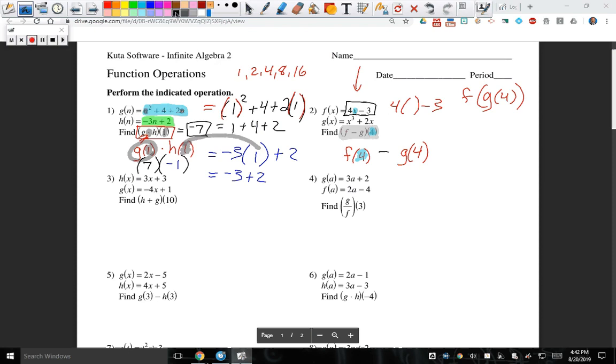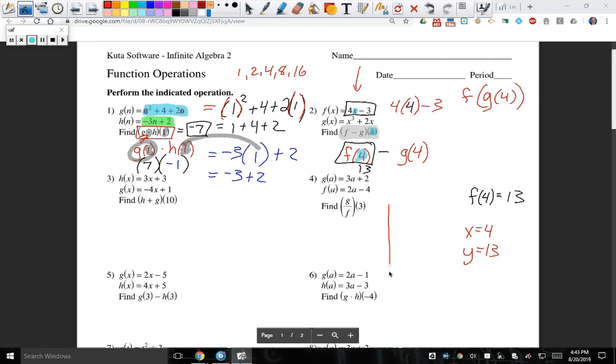We're evaluating it at 4, so we would get 16 minus 3, which would give us 13. So this whole answer is going to give us 13. So we'll say f of 4 is equal to 13. Now let's make sure we understand exactly what this means. This means when x is equal to 4, the answer y, or f of x, is equal to 13.